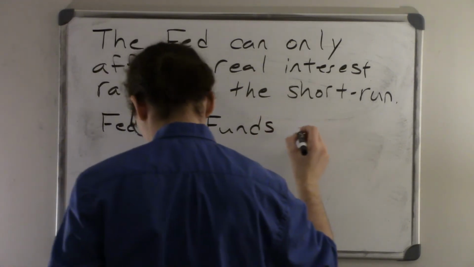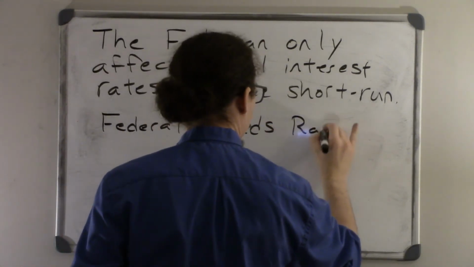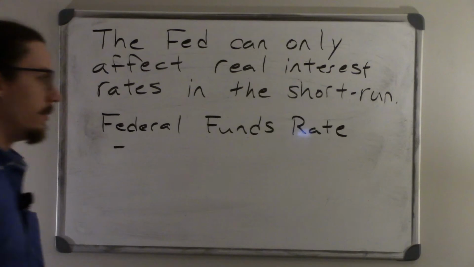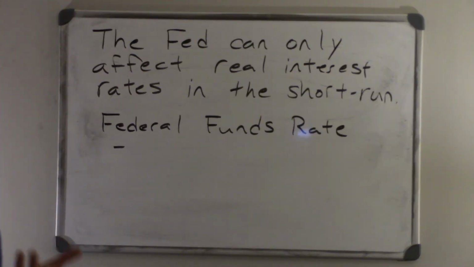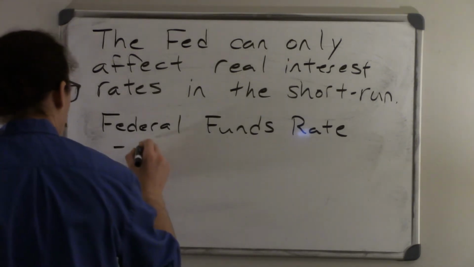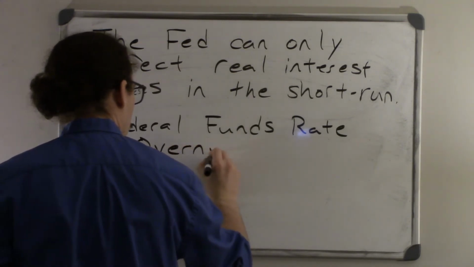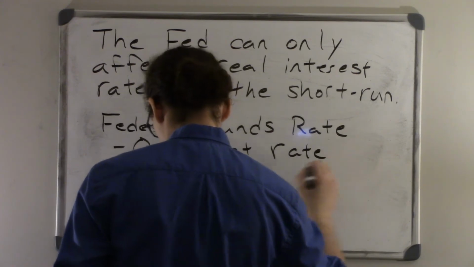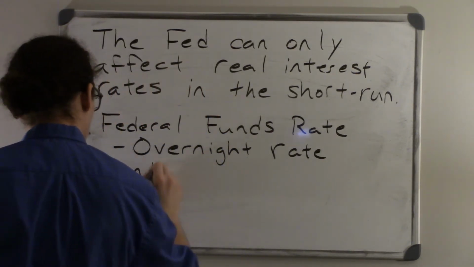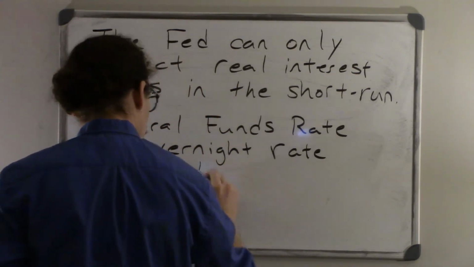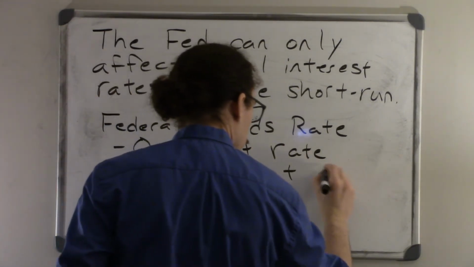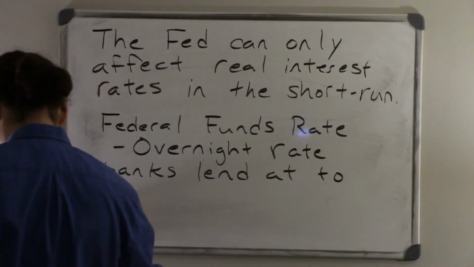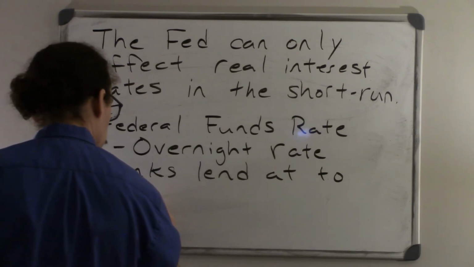All right, so there are a couple other things that we're going to talk about real quick before we move on to the final tool, the second tool of the Fed. First we're going to talk about the federal funds rate. This is the overnight rate. Banks lend to other banks.